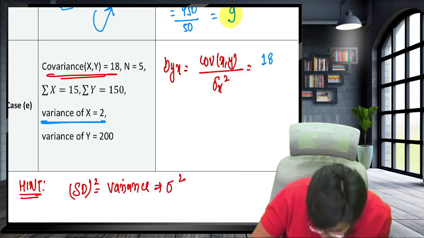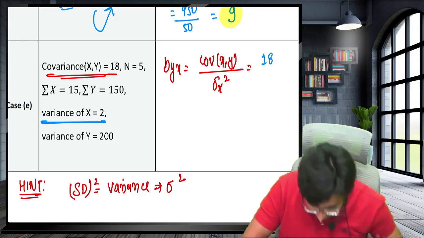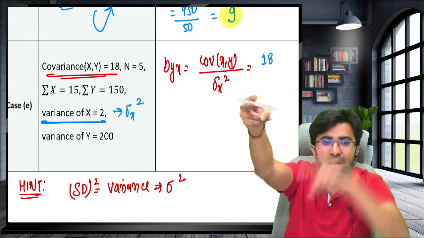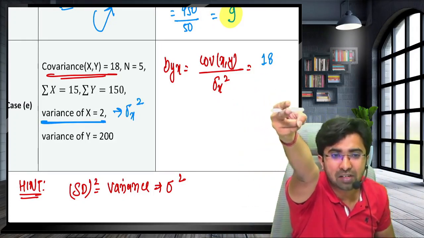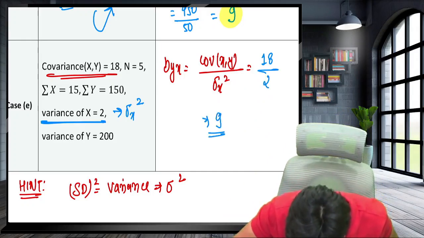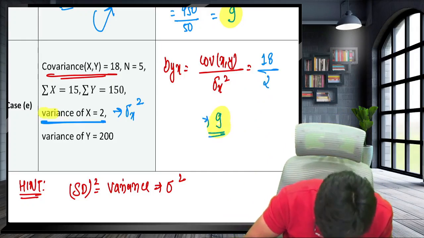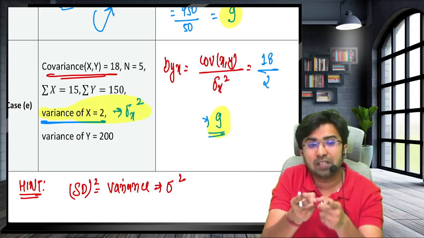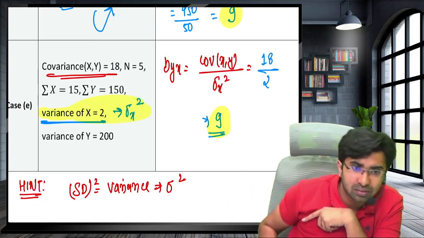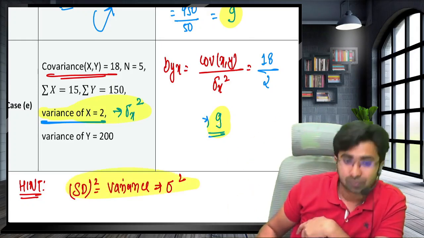Guys, variance of x. Sir, variance means standard deviation of x whole square. I have already given you standard deviation of x whole square, that is only 2. 18 divided by 2, guys, again 9. Very, very easy question. This was a twist. I have given you variance of x. What do you mean by variance of x? Sir, standard deviation whole square. That is only variance.